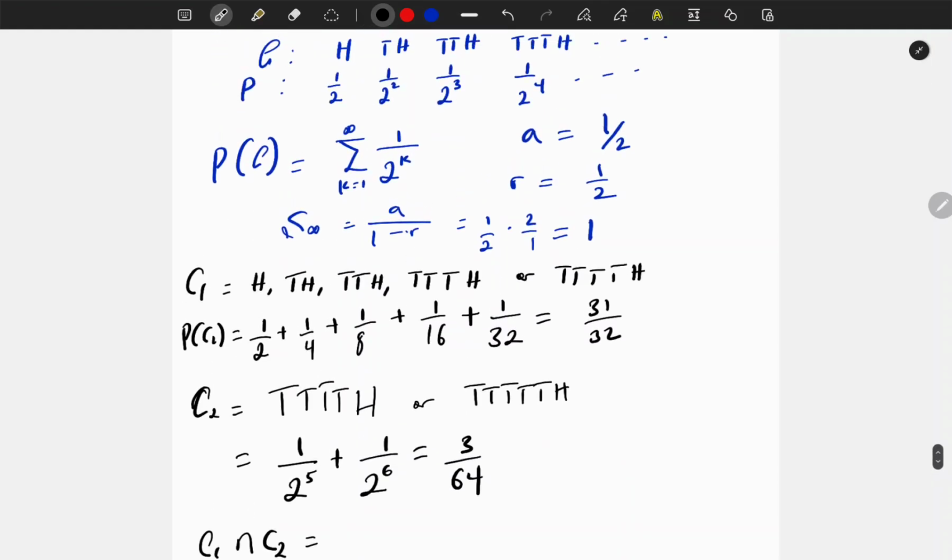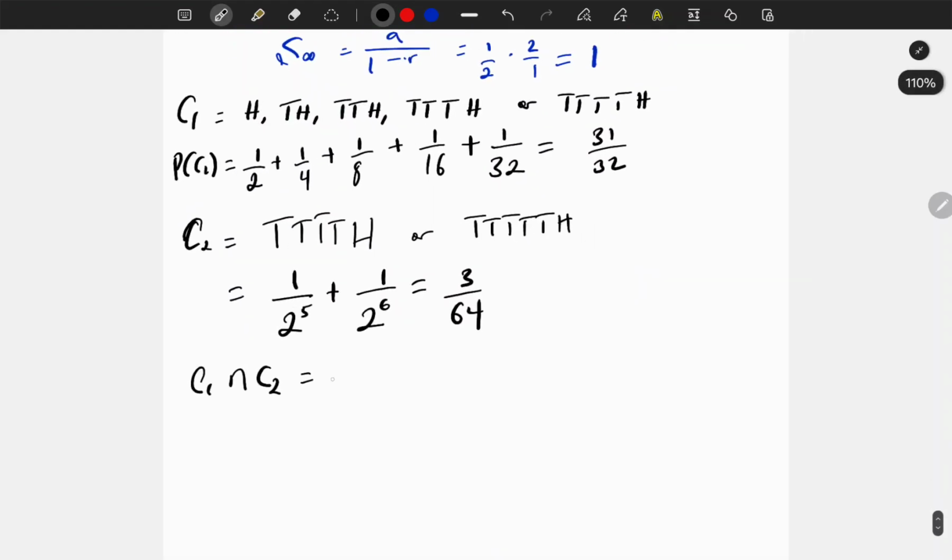That is what they have in common. Let's check these 2, 4, 5. So they only have one element in common, which is T, T, T, T, and H. And then the probability of C1 intersection C2 is equal to 1 over 2 to the 5, which is 1 over 32.